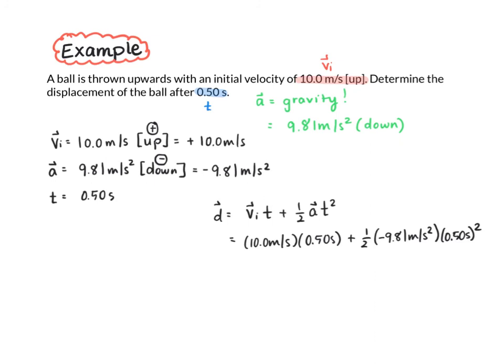0.50 seconds squared. And so 10 times 0.5 equals 5.0 meters. And here, meters per second times seconds, our seconds are going to cancel. And then 1/2 of 9.81 times 0.5 squared, this is going to be negative 1.23 meters. And again, the seconds squared will cancel there. So we have 5 plus negative 1.23, and that's going to give us a total displacement of 3.77 meters in the upward direction.